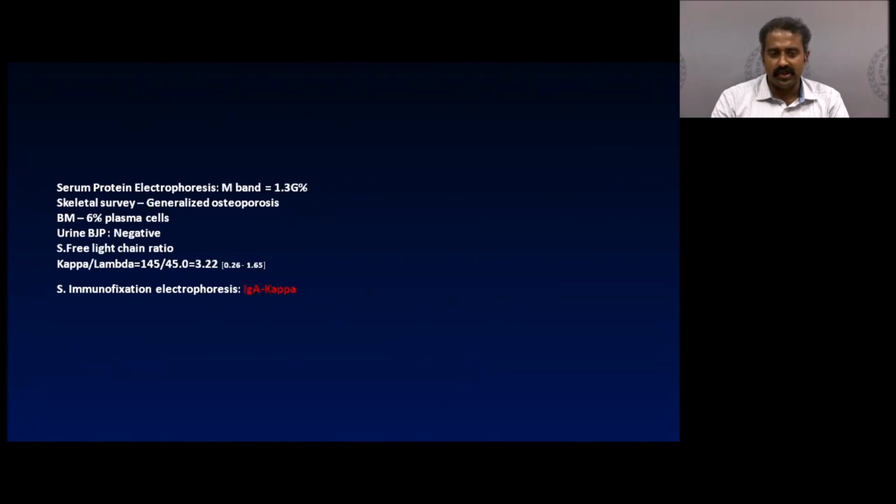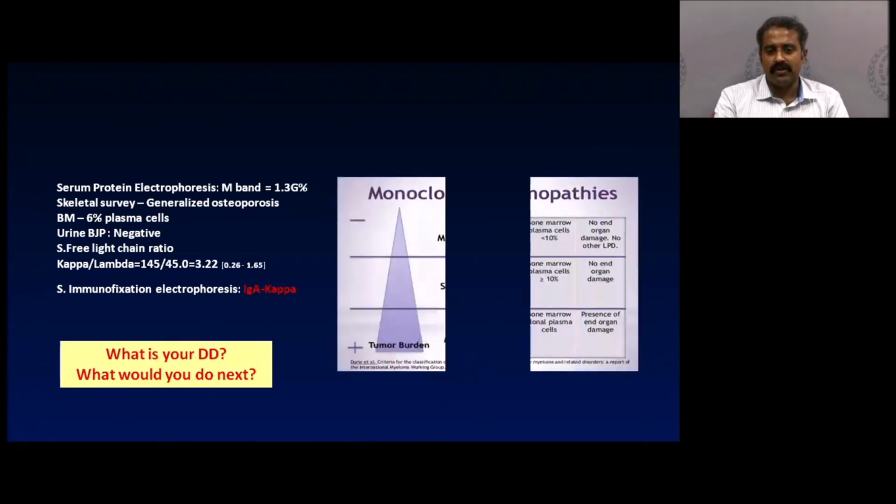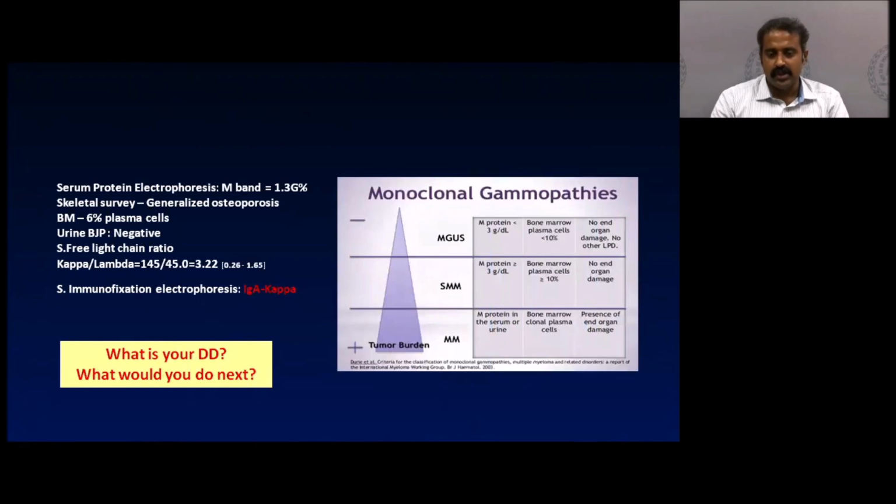Bone marrow shows 6% plasma cells. Urine BJP is negative. Serum free light chain ratio showed a high kappa and high lambda, but the ratio was 3.22. The ratio was normal, and the immunofixation showed an IgA kappa.